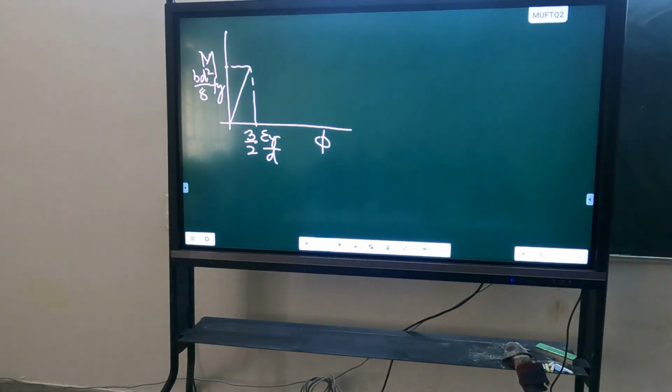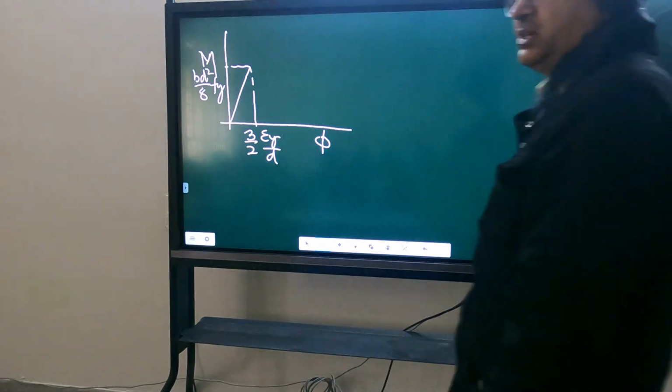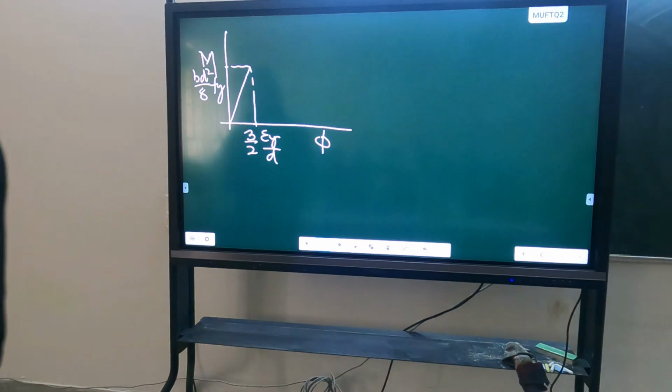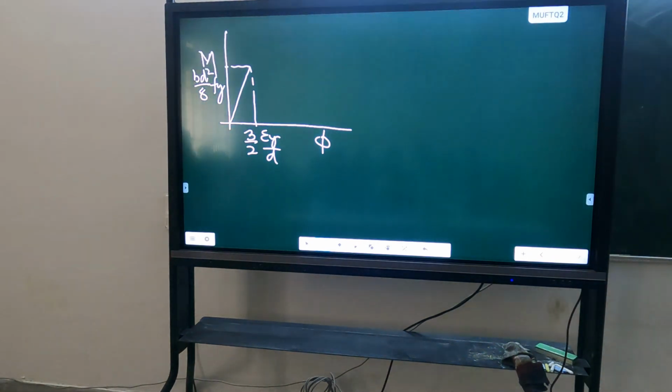At the moment we are doing a section analysis, so we are calculating the section characteristics. For material, the characteristic is F versus epsilon. For sections, the characteristic is M versus phi. And for structure, Q versus delta. So once we do this, then we will calculate Q versus delta for a cantilever, with and without axial force.